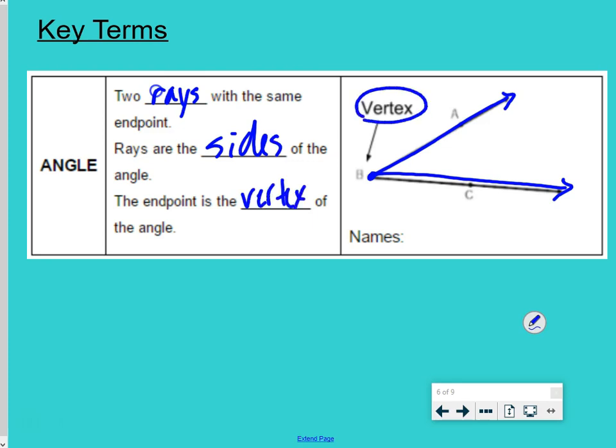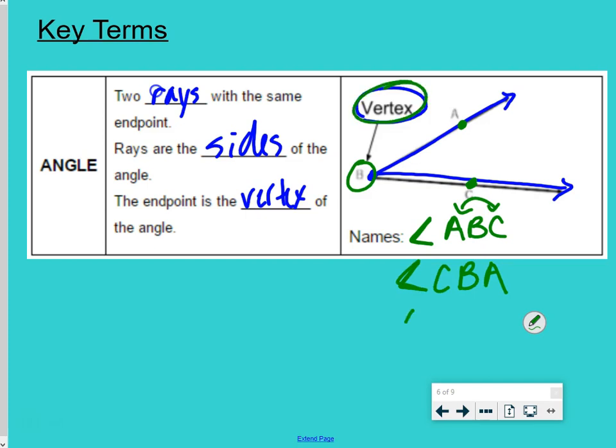So right there, the vertex is that point where the two rays meet. To name an angle, the vertex always goes in the middle. We use a little angle marker. We can put one point on the side ray, the vertex goes in the middle, and then the other point on the other side ray. You can also flip-flop the two outside letters, so it could be angle CBA. You can also just name it by its vertex, so it could just be angle B, as long as there's just one angle.